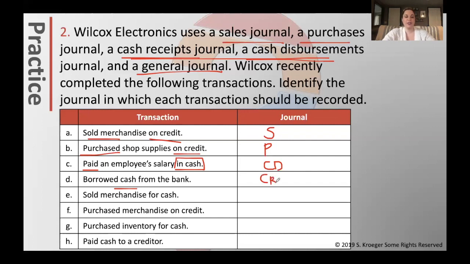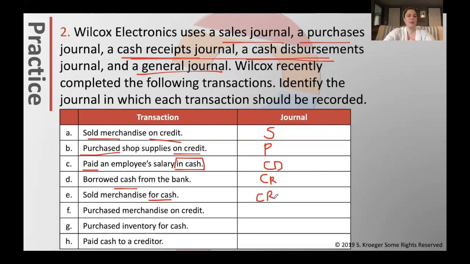Sold merchandise for cash. Which one do you think this would belong in? Was it cash? Yes, it says it. Sold merchandise for cash. Are we receiving the cash or spending it? If we sold merchandise, then we would be receiving the cash. It would be the cash receipts journal.